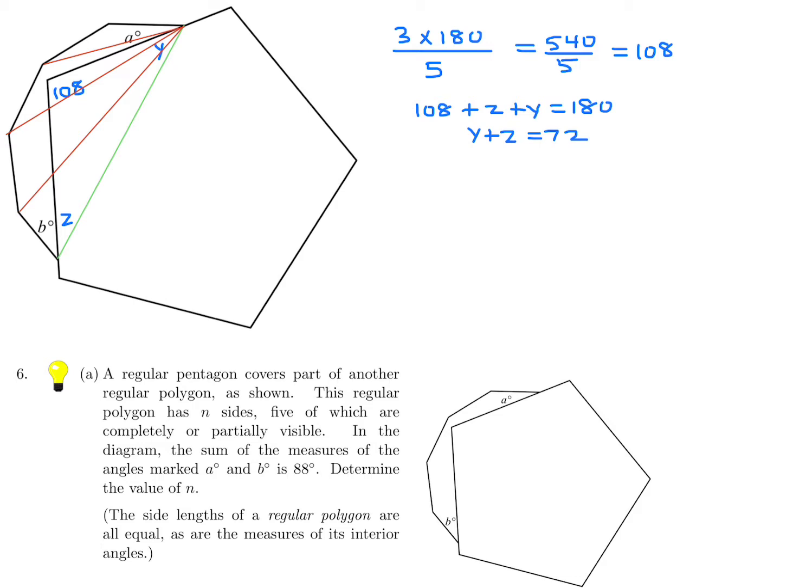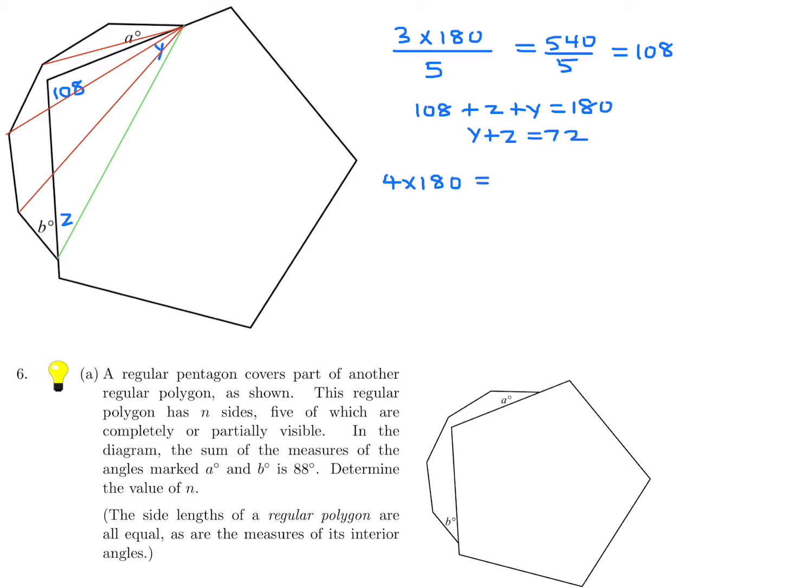So as you can see, I created 4 triangles, right? 1, 2, 3, 4. Here's the first one. Here is the second one. Here is the third one. And here is the fourth one. So the sum of the angles of those 4 must equal 4 times 180.